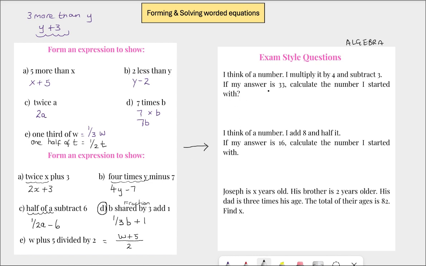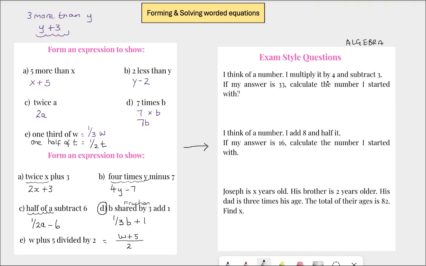So I think of a number, I multiply it by 4 and subtract 3. If my answer is 33, calculate the number I started with. So what we're going to do is think of algebra. So let's take a step at a time.